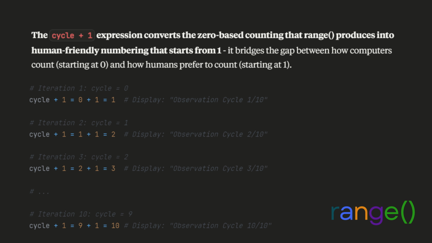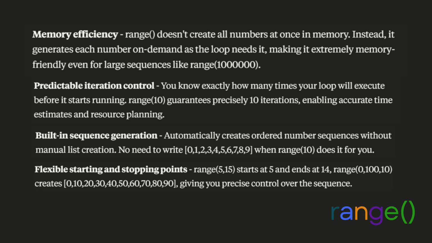Notice the cycle + 1 in the print statement. This converts zero-based counting, 0 to 9, to human-friendly counting, 1 to 10, for display purposes. The range function provides precise iteration control, exactly 10 cycles, no more, no less, for when contextually you need it that way or want it that way.